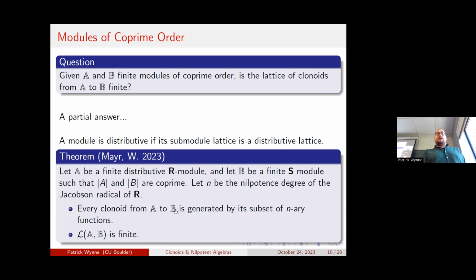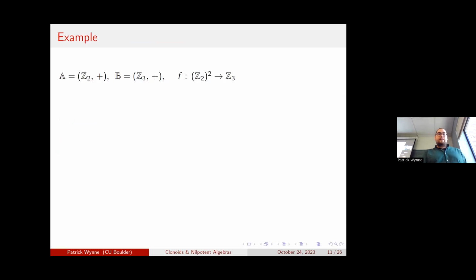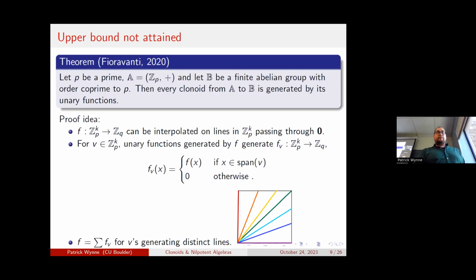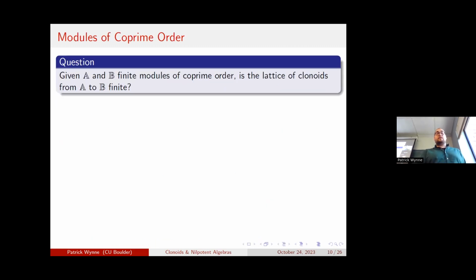And again, we have finite A and finite B. So each clonoid is generated by a subset of n-ary functions. There are only finitely many n-ary functions between finite sets. And so that's where we get the finiteness result for the lattice of clonoids from A to B. Just comparing this to Stefano's result, the nilpotence degree n here gives us that the clonoids are generated by their n-ary functions. For A equals the integers mod p, the Jacobson radical of Z_p is just zero. And so this gives us unary generation for these functions.